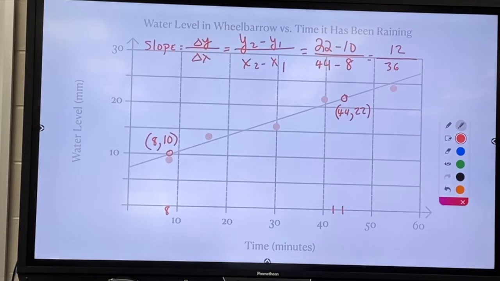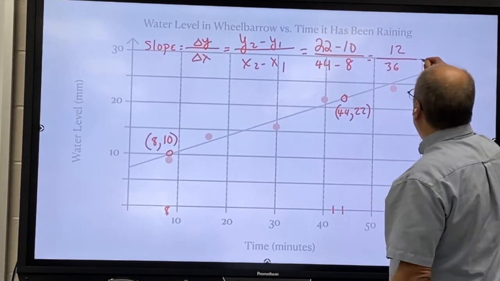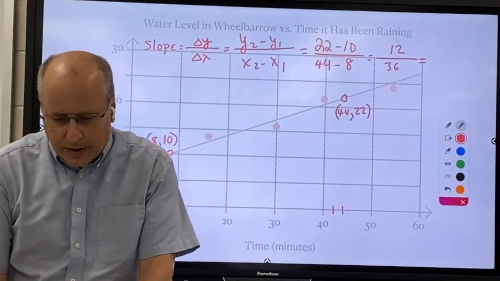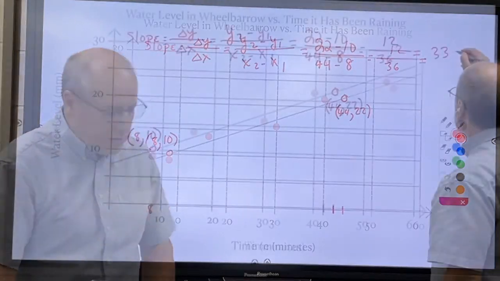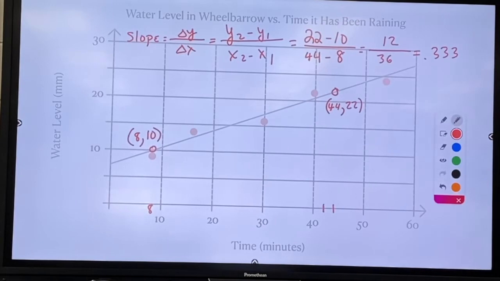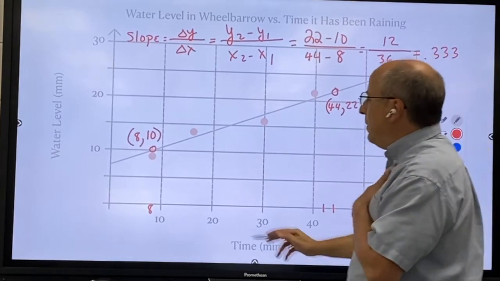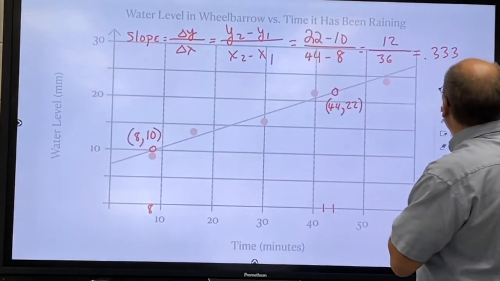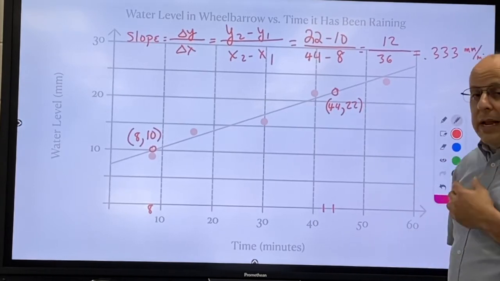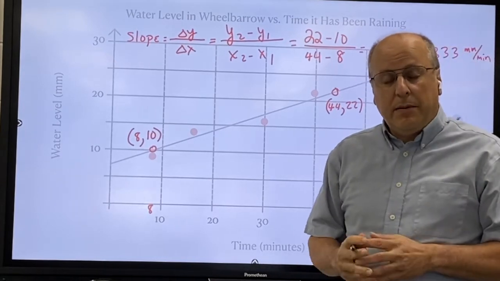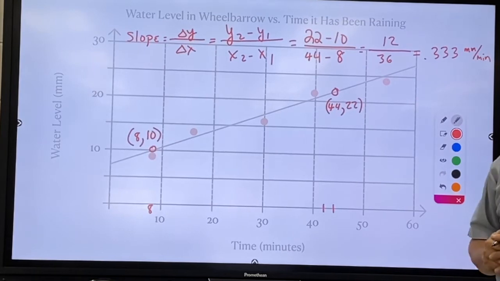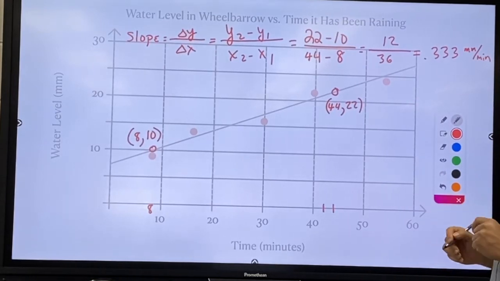Okay? So once you have that, you then want to use your calculator. I don't want you to write it as a fraction. And we get 0.333. If you're thinking about the units, it would be millimeters per minute. So the water level is rising in my wheelbarrow at about 0.33 millimeters each minute. That is not done yet though.